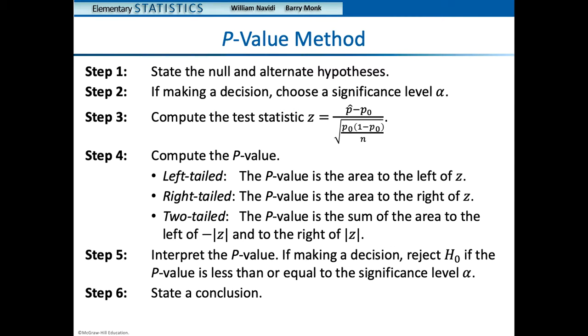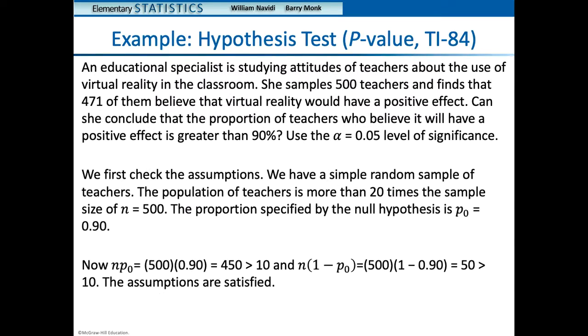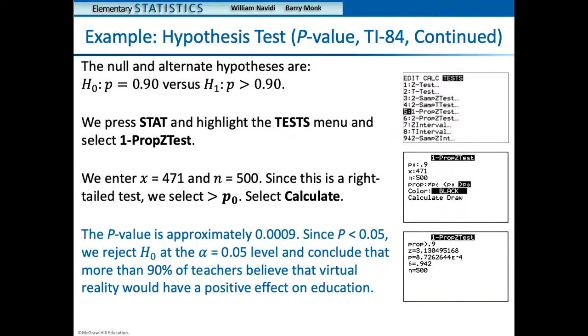So here's our steps. Example, right? Assumptions are satisfied. So in our example, the null hypothesis is the statement that p equals 0.9. So in my calculator, I type in 0.9 right there. My x value is 471. My sample size is 500. I'm doing this as a right-tailed test. So I select the option for right-tailed, then calculate, and this is your readout.